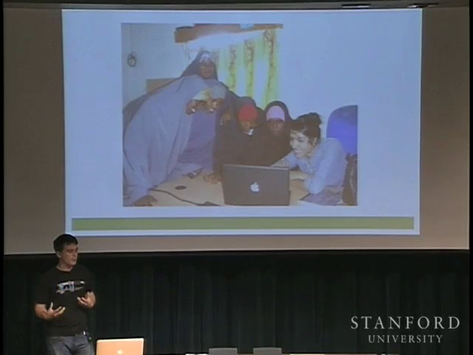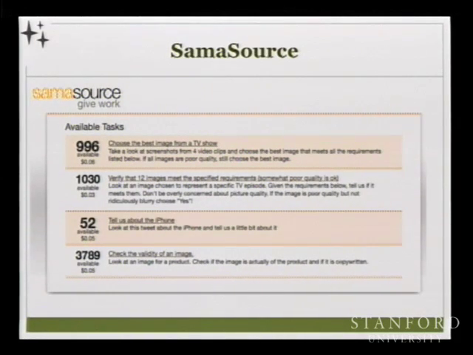And it's actually pretty amazing how well they do tasks that you might think would be culturally difficult, right? So some of these tasks we put through are like choosing the best image from a TV show, looking at tweets and telling if it's positive or negative, looking at if an image for a product is the right image for a product.